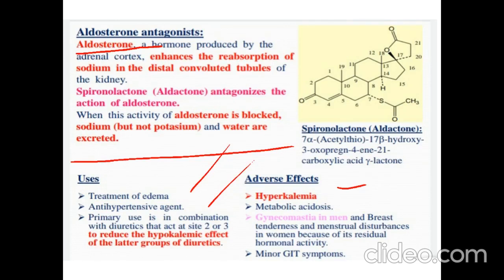It will result in hyperkalemia. Metabolic acidosis, gynecomastia in men, breast tenderness, then GIT symptoms: these take place as side effects of spironolactone. So this is the structure of spironolactone. This is its IUPAC name.